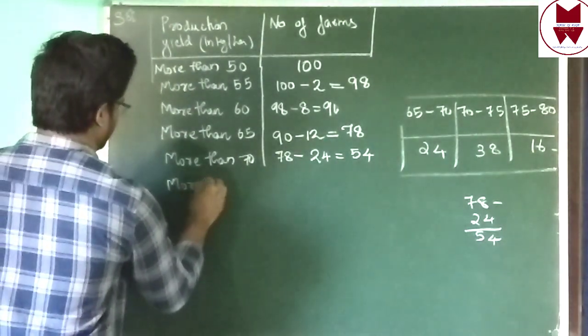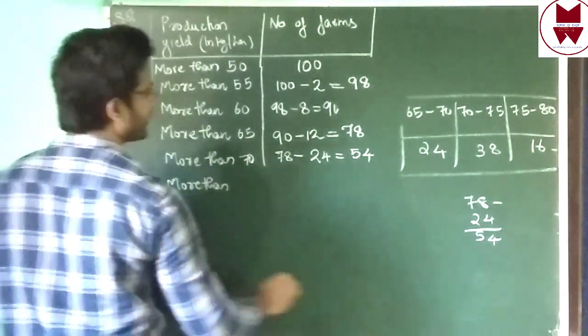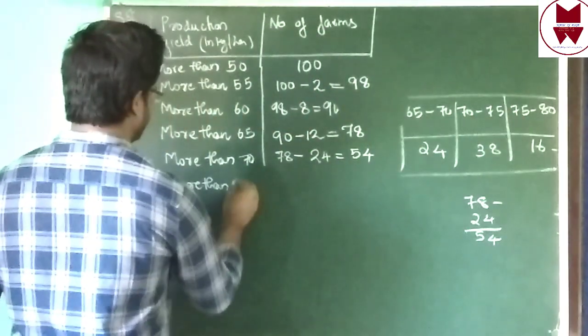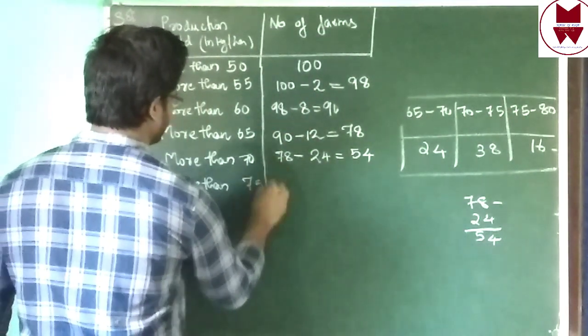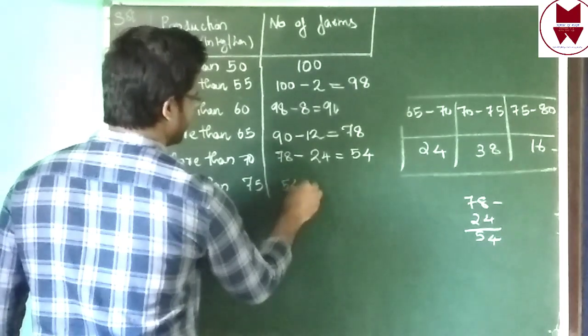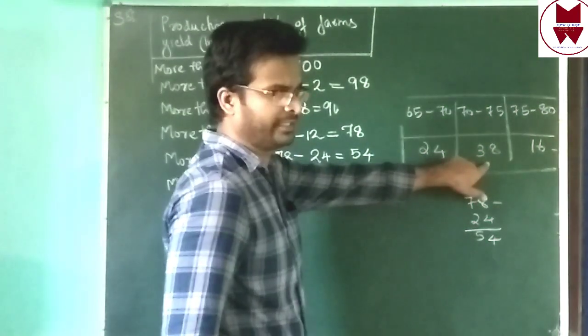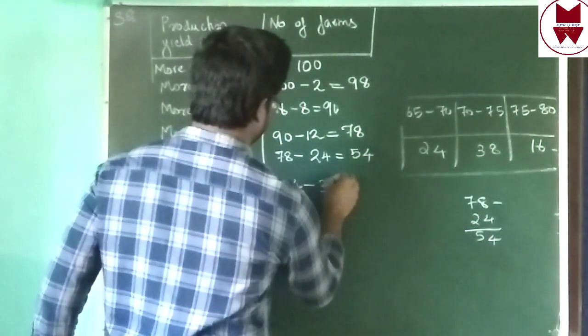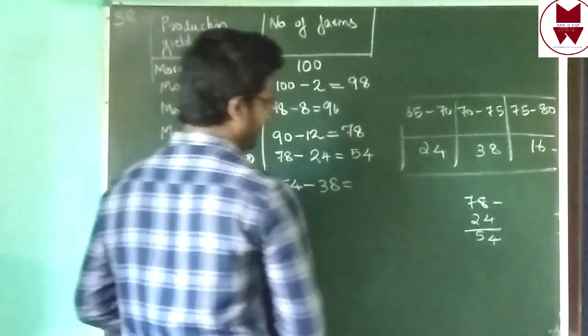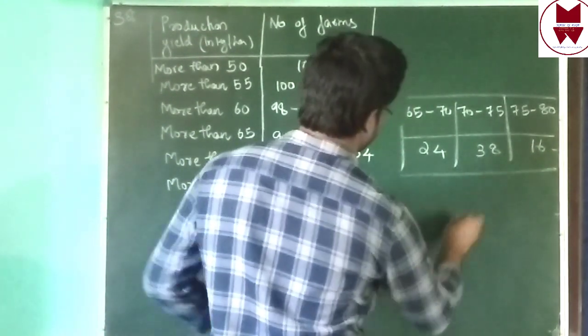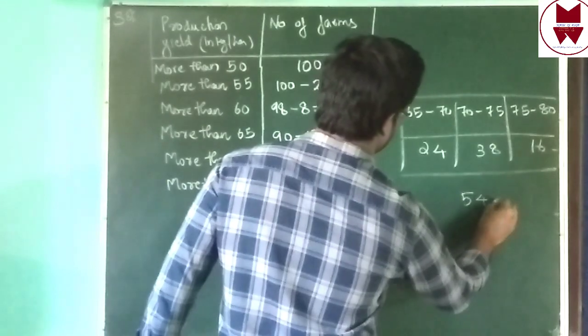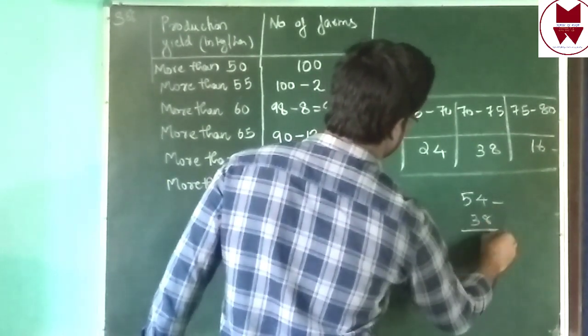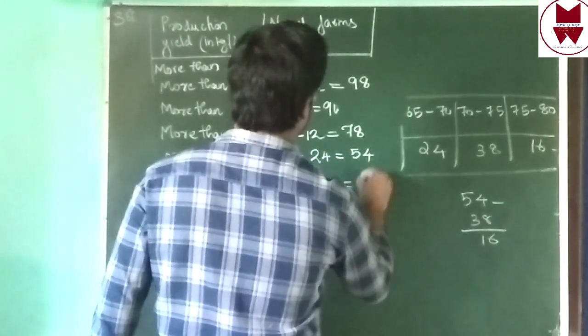Next, more than 75. 75 to 80 means we will use 75. 54 minus 38 equals 16.